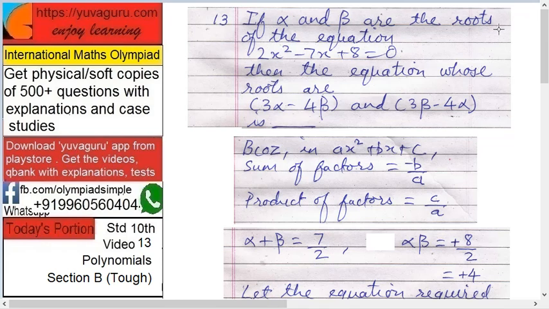Alpha and beta are the roots of the equation 2x square minus 7x plus 8 equals 0. Then the equation whose roots are 3 alpha minus 4 beta and 3 beta minus 4 alpha is, means what? The problem is, this is the equation, alpha and beta are the roots. Now we want another equation whose roots are 3 alpha minus 4 beta and 3 beta minus 4 alpha.